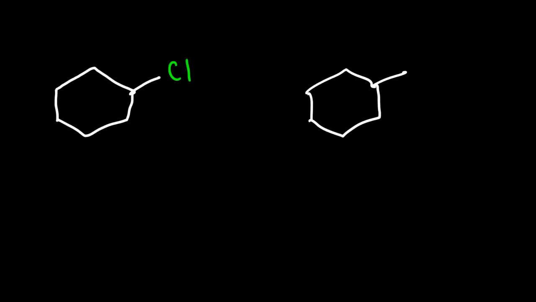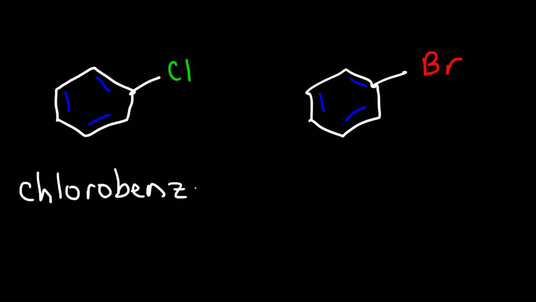Now what if we have a halogen attached to a benzene ring? So let's say we have a chlorine atom compared to a bromine atom. How can we name these two benzene derivatives? So for the molecule on the left, this is called chlorobenzene. And for the one on the right, you can guess what it is. That's going to be called bromobenzene.